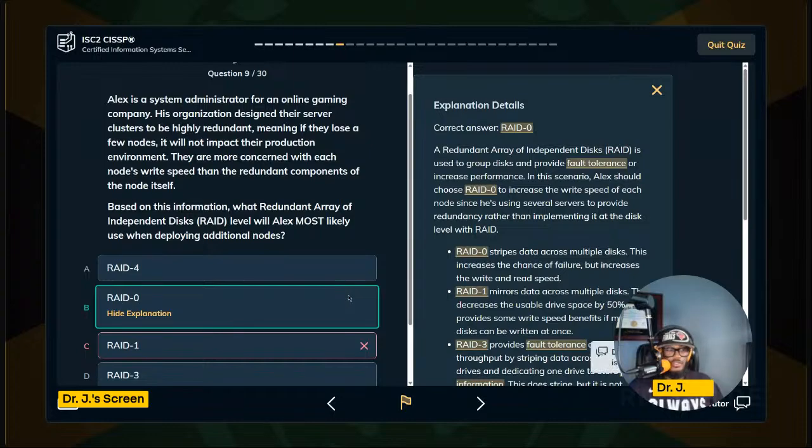So RAID 0 stripes data across multiple disks. This increases the chance of failure, but increases the write and read speed. RAID 1 mirrors data across multiple disks. This decreases the usable drive space by 50% and provides some write speed benefits if multiple disks can be written at once.